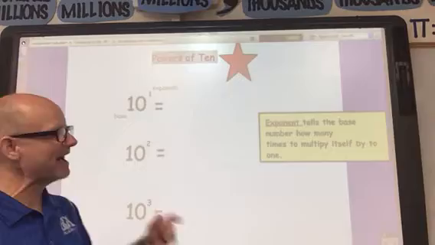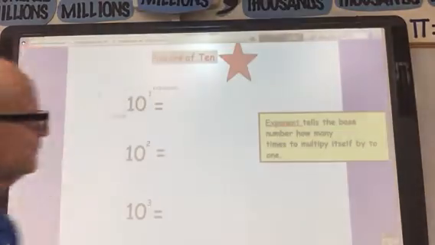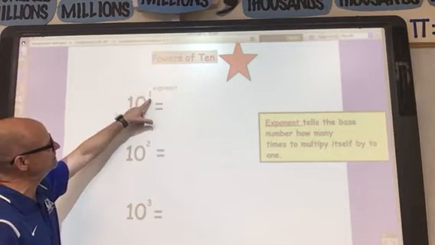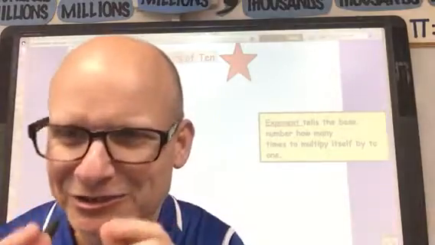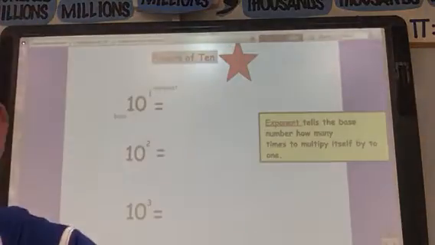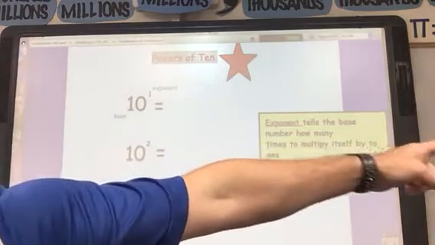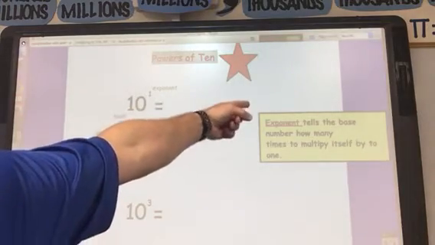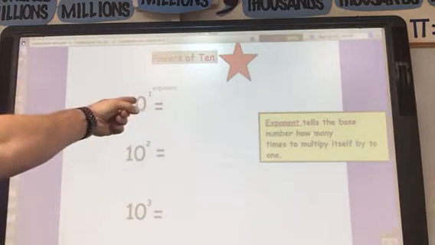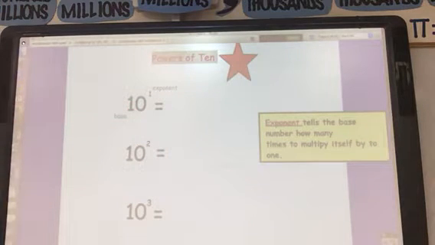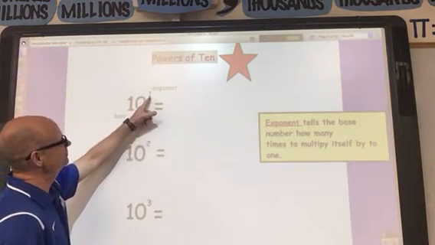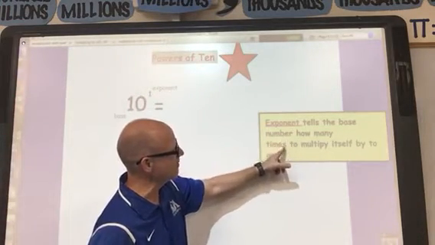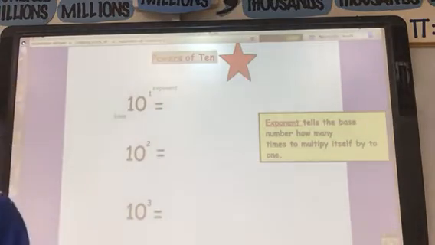Powers of 10, what does that even mean? If you look up here, this says 10 to the first power. This is the base number, and this little one up here is called an exponent. The exponent tells the base number how many times to multiply itself by 1.